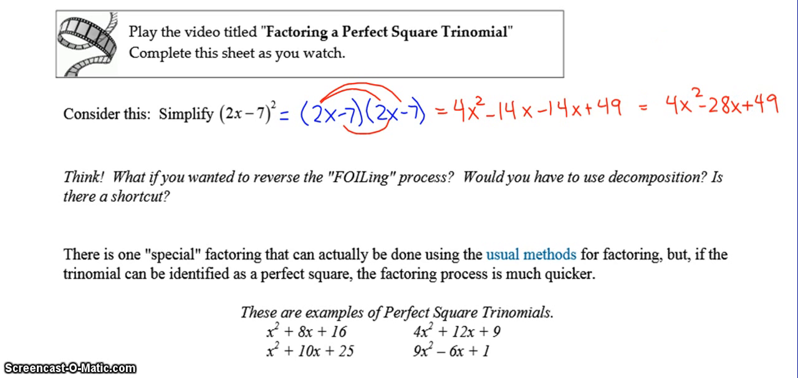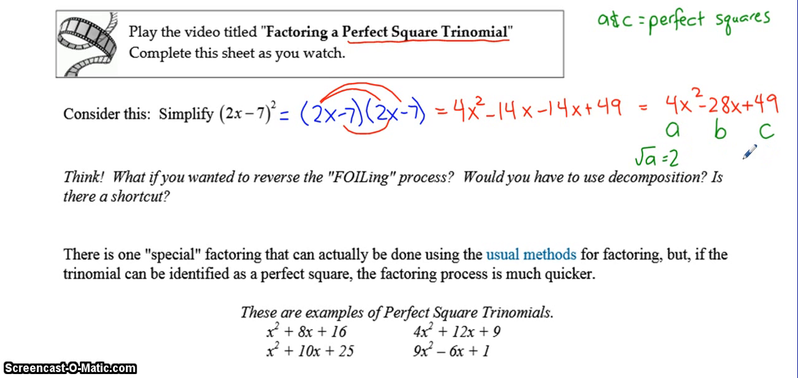This is an example of what is called a perfect square trinomial. And in the perfect square trinomial, if this is the a term, and this is the b term, and this is the c term, then a and c are perfect squares. So the square root of 4 is 2, and the square root of 49 is 7.